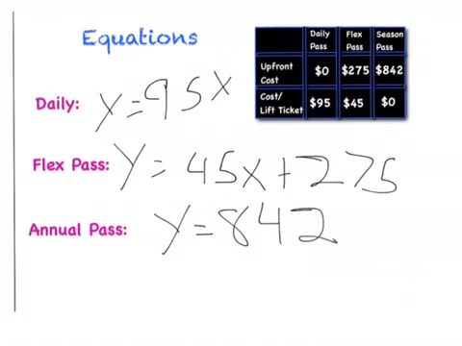Here we have all the equations for each of the passes. The daily pass is y equals 95x. The flex pass is y equals 45x plus 275, and the annual pass or season pass is y equals 842. And the annual pass, the line will just be a constant straight line from 842. It will never go up and it will never go down.